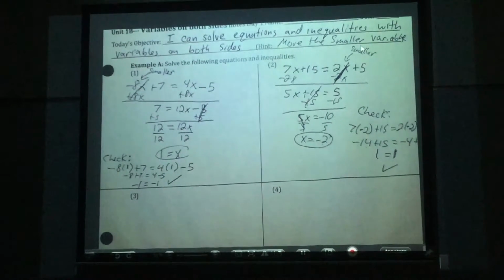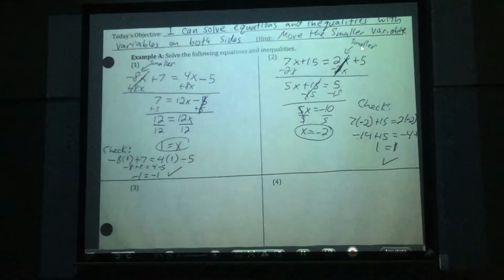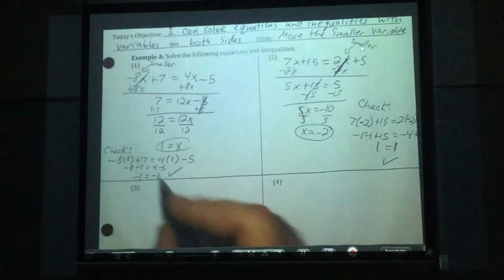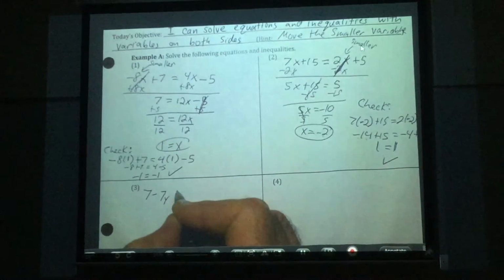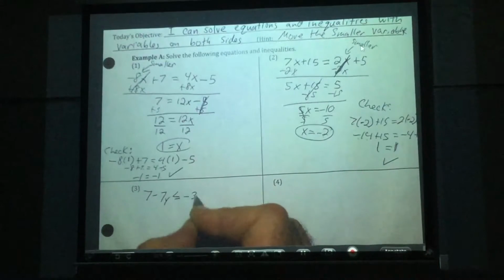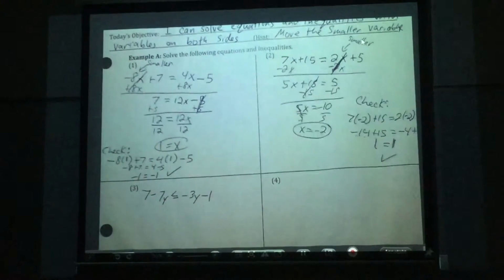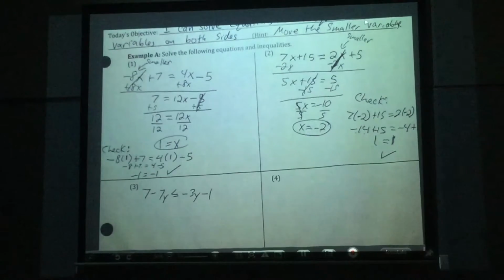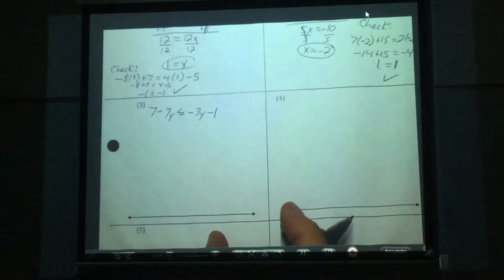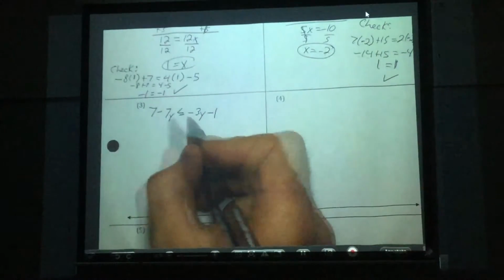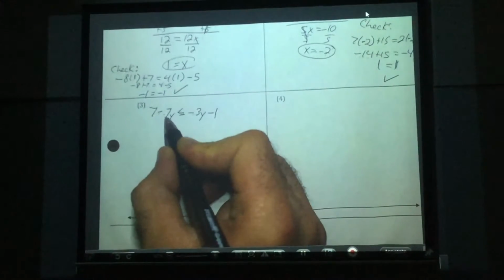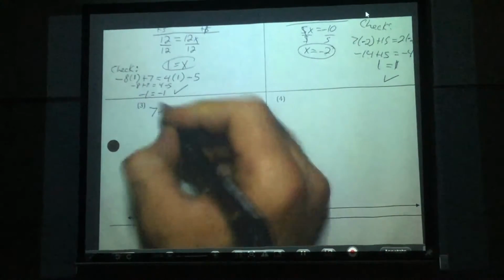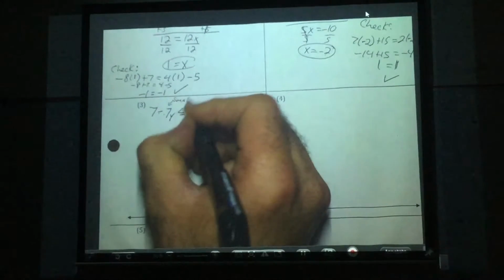Okay? Now number 3 is an inequality. So let's write down this inequality. We have 7 minus 7y is less than or equal to negative 3y minus 1. Now this one's different because it's an inequality. So let's again move the smaller variable. In this problem, the smaller variable is the -7y because both of them are negative, and since this is a bigger negative, it's actually smaller. So this is the smaller one, so I'm going to move that one first.